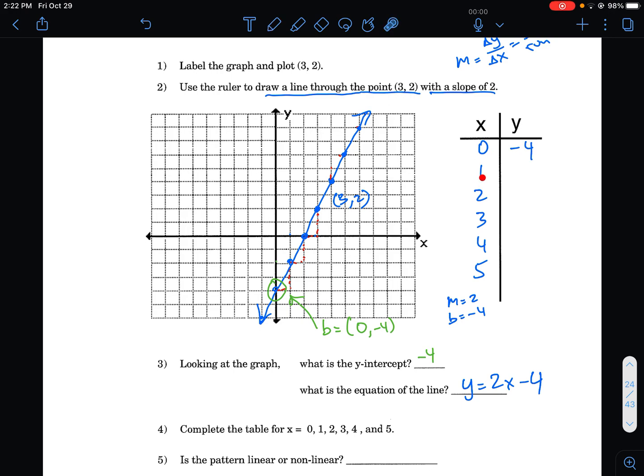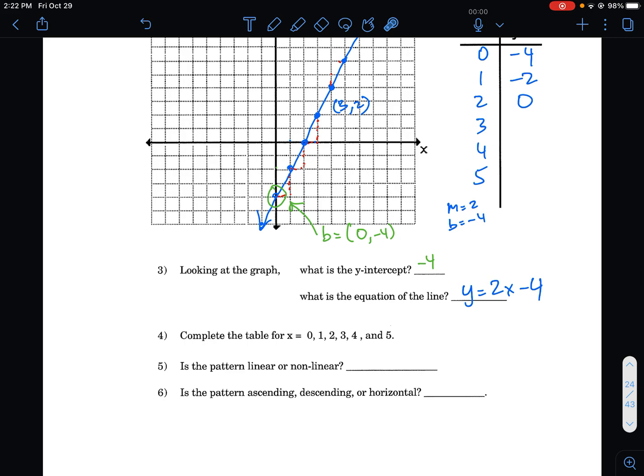When x is 1, what does y equal? Let's look at our graph. When x is 1, y equals -2. When x is 2, what does y equal? y equals 0. We could even use the equation to do that. When x is 3, that's 2 times 3, that's 6, and 6 minus 4 is 2.